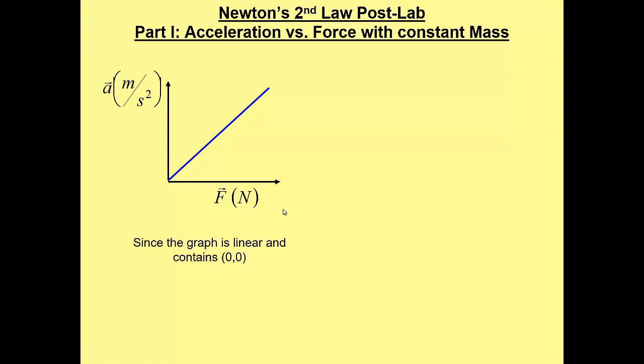And as we've seen many times this year, when you have two variables and they result in a linear graph that goes through 0, 0, that means the relationship between those two variables is proportional. So we can say that the acceleration is proportional to the force. Probably not that shocking, right? If you double the force, if you push twice as hard, it accelerates twice as quickly.